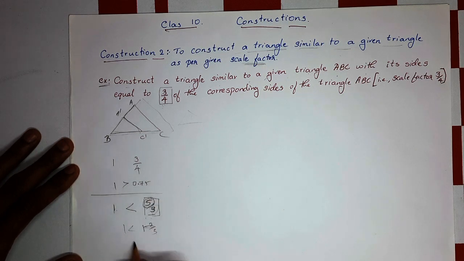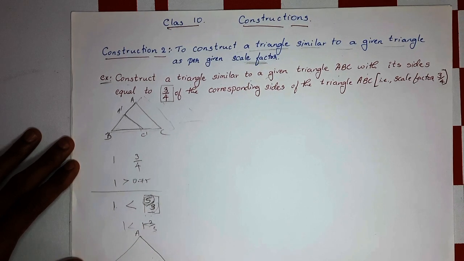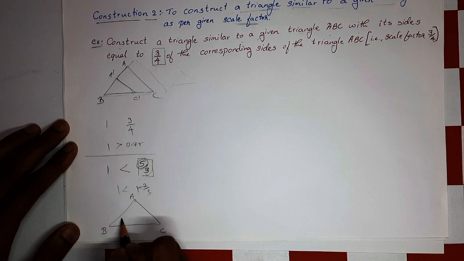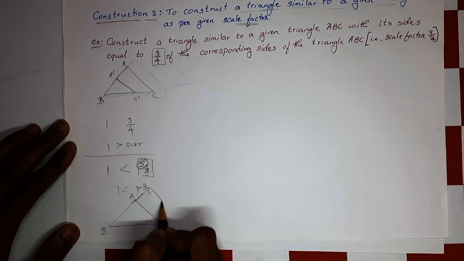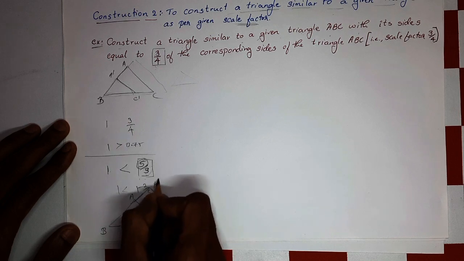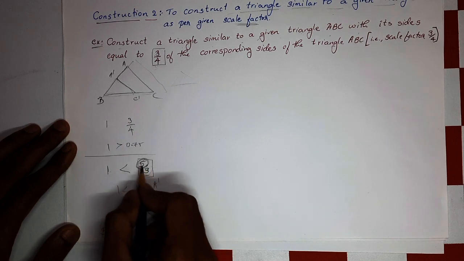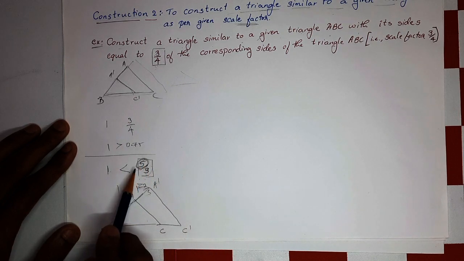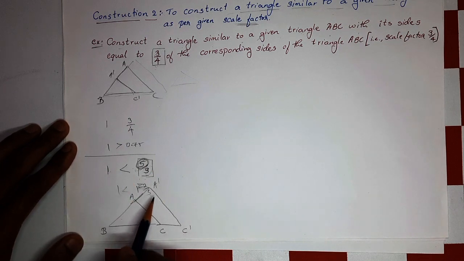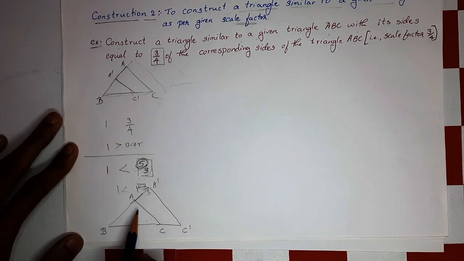So the new triangle we are going to draw, if this is taken as triangle ABC, will not come inside, it will go outside. Why? Because in the given ratio 5:3, the numerator 5 is the greater number. So the new triangle will come outside the given triangle.